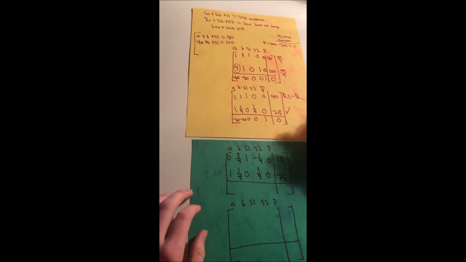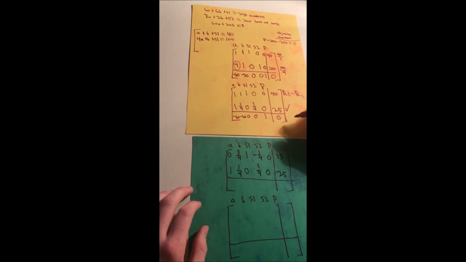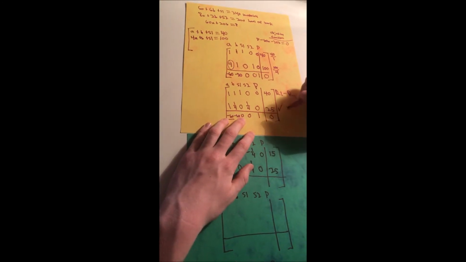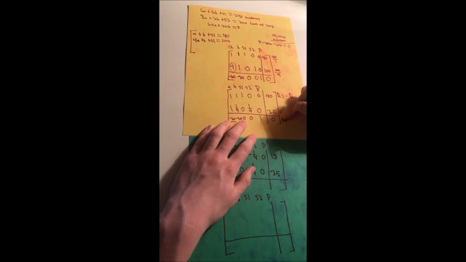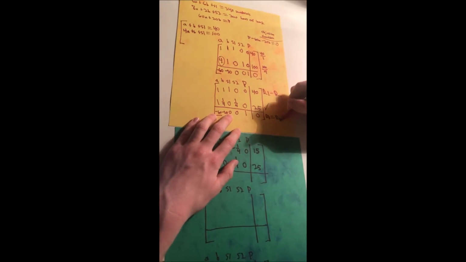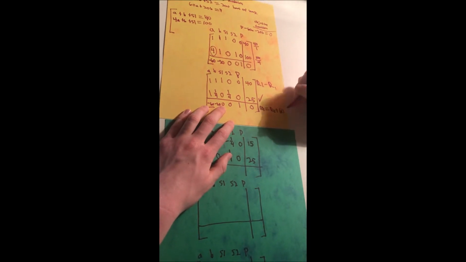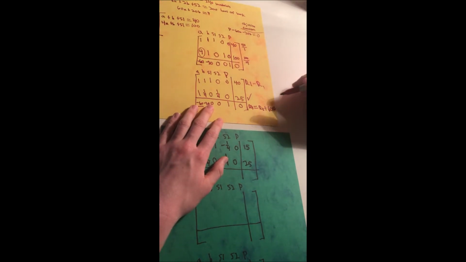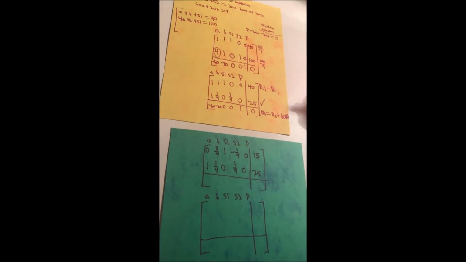And here, it's time to do something to our third row. Our third row is going to become, we're going to take the third row and add a multiple of 60 times row 2. It's a little squished. So row 3 plus 60 times row 2. And that's how we're going to find our new row 3.